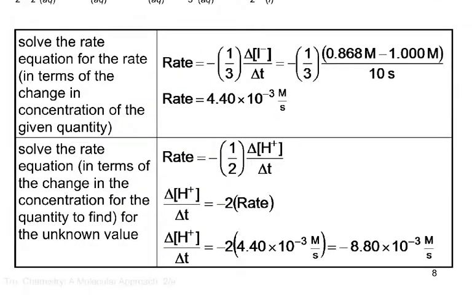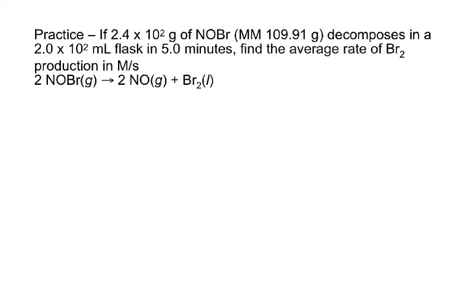So there's the answers. Another practice question for you. You can pause the video and work this through. Make sure you have the concept. If 2.4 times 10 to the second grams of NOBR decomposes in a 2 times 10 to the second milliliter flask in 5 minutes, find the average rate of bromine production in molarity per second.